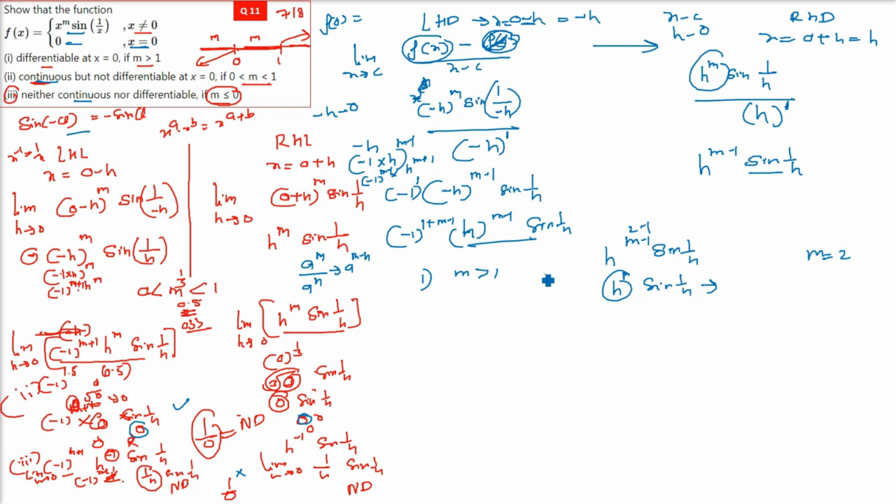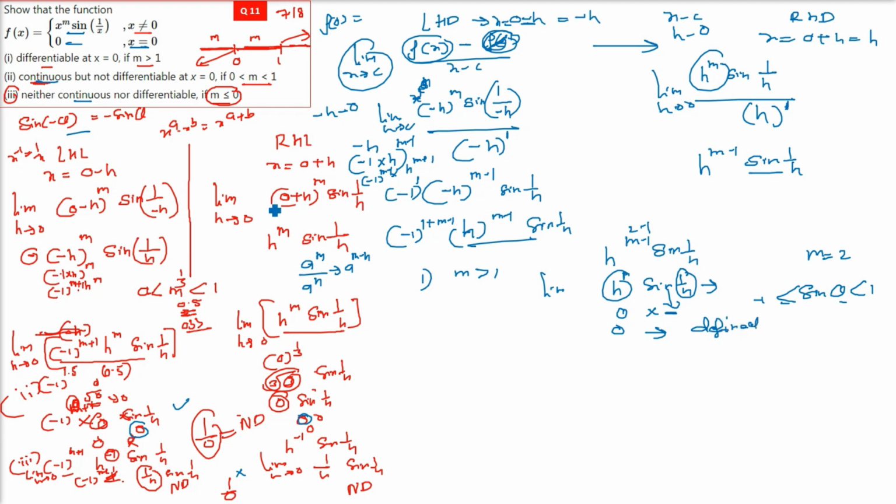Now when we apply the limit h tends to 0, as I indicated to you earlier, everywhere limit h tends to 0 is there. When you apply limit h tends to 0, it is going to be 0. And as I discussed in the continuity also, sine theta will always be between negative 1 and 1. Whatever you put inside sine, it will always give you negative 1 to 1. When you multiply it by 0, it is going to be 0. 0 is defined. So it is differentiable.